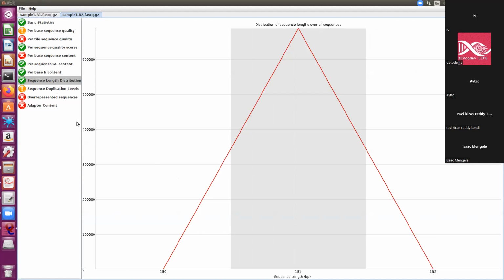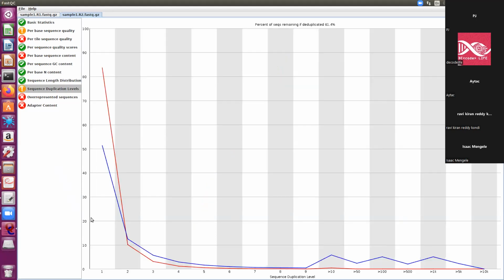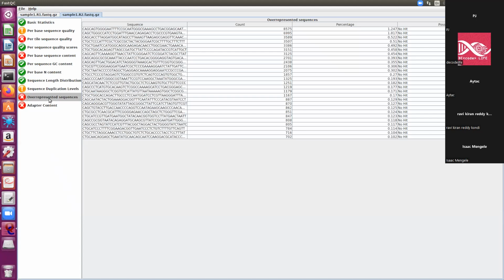The sequence length distribution is also very good in both read one and read two. The majority of the reads are at 151 base pairs, which is very good. The sequence duplication level is not very ideal here, just like read one. Overrepresented sequences are a lot in this data, so we have to do very good trimming in this data set. This is the set of overrepresented sequences.